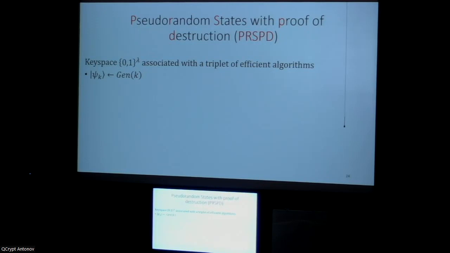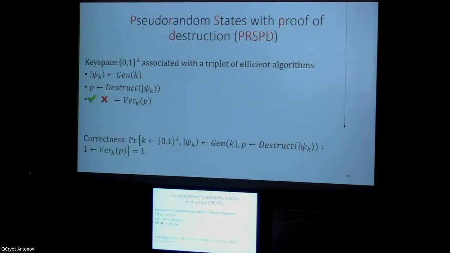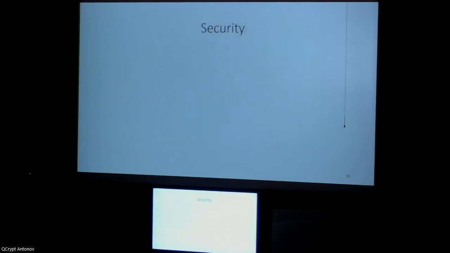So of course, we have the generation algorithm that takes a key k and generates an n-qubit pure state psi_k. We have a destruction algorithm that takes an n-qubit state psi_k and produces a proof of destruction, a classical proof P. And then we have the verification algorithm that takes the secret key and an alleged proof and verifies its authenticity. Okay, and the correctness basically says that if you sample a key at random and use it to generate a pseudo-random state psi_k and you destroy it to get some proof P, then it will pass verification. Okay, and what does security say?